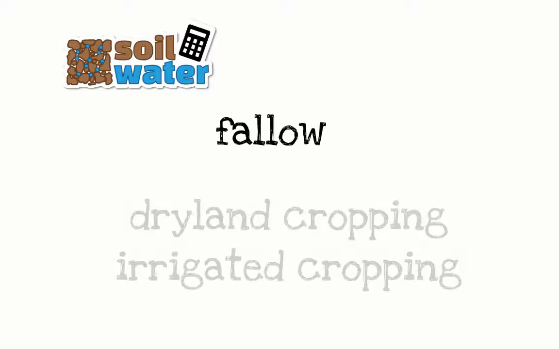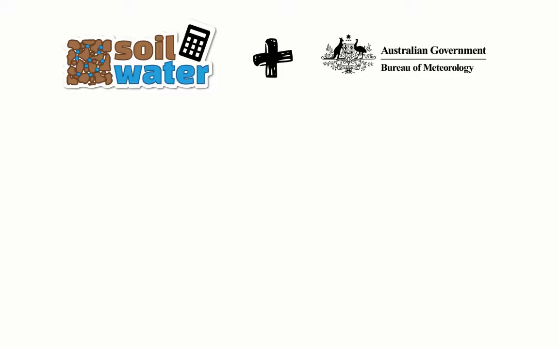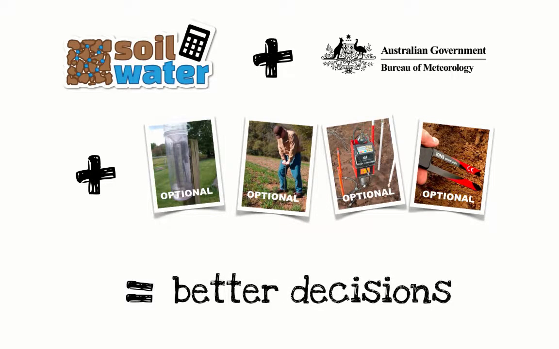The SoilWater app can be used to monitor fallow and both dryland and irrigated cropping conditions. It does this through combining Bureau of Meteorology rainfall and evaporation data with optional rain gauge measurements, push probe readings, and existing soil water sensor measurements.